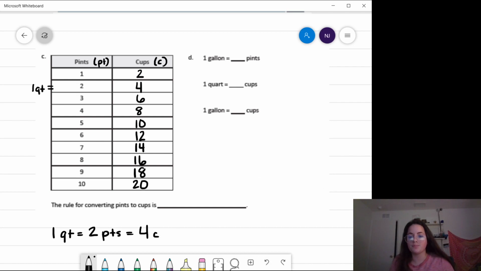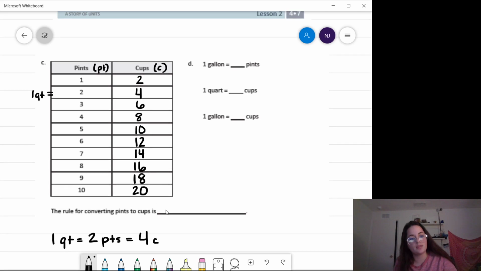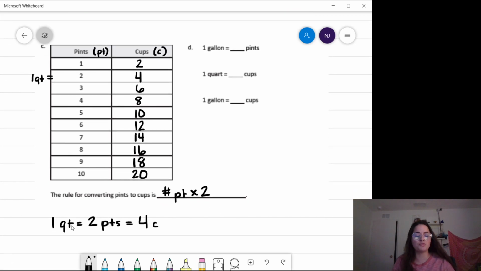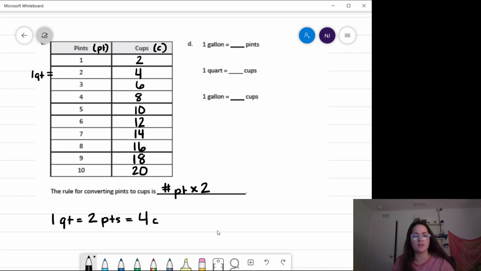All right. So we didn't write this down, I just noticed. The rule for converting pints to cups is to multiply the number of pints times 2, and that will give you your amount in cups. Now, what about a conversion rule for turning quarts into cups?